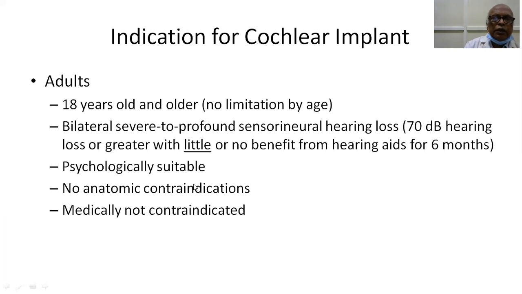And there should not be any anatomical contraindications. That is, the inner ear should not be deformed, and the patient should not be medically contraindicated. He should not have a medical problem like uncontrolled diabetes, uncontrolled hypertension, cardiac illness, or renal disease. So these things will not be allowing the individuals to get a cochlear implant done. It can be done provided they are all under control and the patient is medically fit.